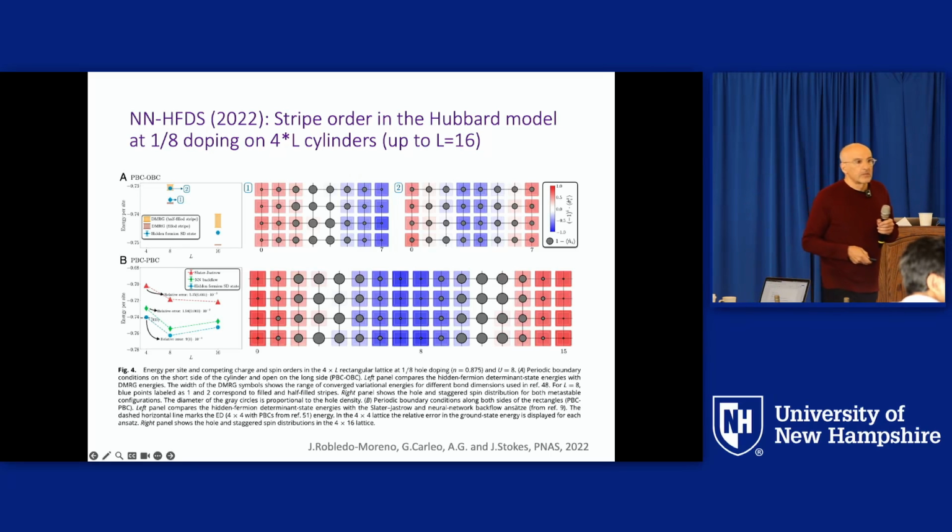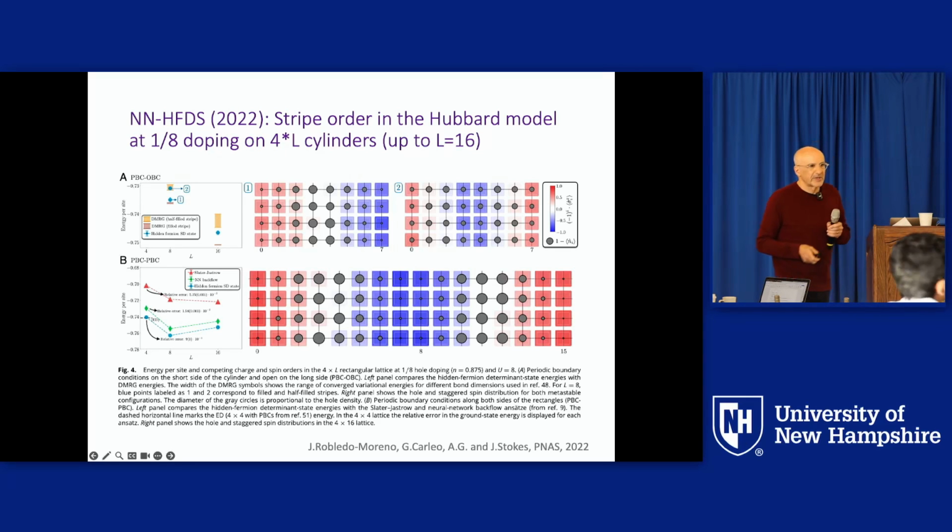Sorry? Is there any spin density here? Yes, there is a spin density. This is the canonical stripe.